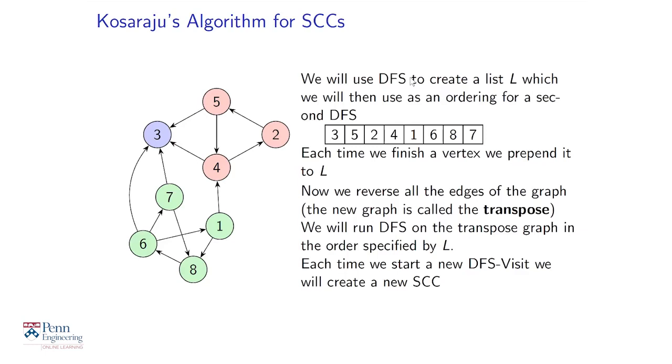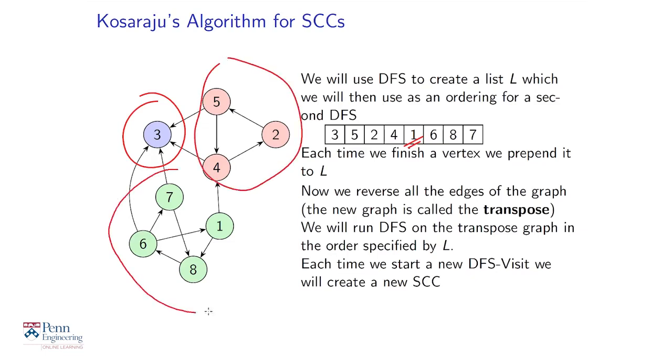So then after we've done with 5, 2, and 4, we start with the next vertex on the list L, which is vertex 1 now. So we start here. And we see that we can reach all the other vertices from 1 to 8 to 6 to 7. So those form another strongly connected component. So the claim is that the strongly connected components found by Kosaraju's algorithm are 3 by itself, 5, 4, 2 as one, and 7, 6, 8, 1 as another. So these are the 3 strongly connected components found by Kosaraju's algorithm.